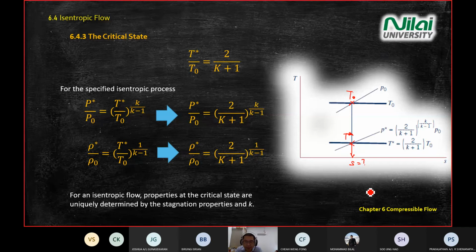That this is the critical state, correct? Yeah. What is the value of entropy for these two points? What happened to the entropy value at these two points? Is it different or is it the same? Let's say I put 0.1, 0.2. What is the S value for 0.1 and 0.2? Is that different or is it the same? Do you understand what I'm asking?